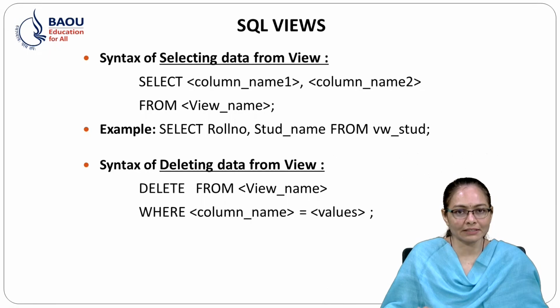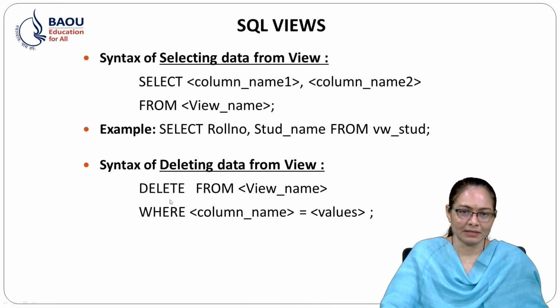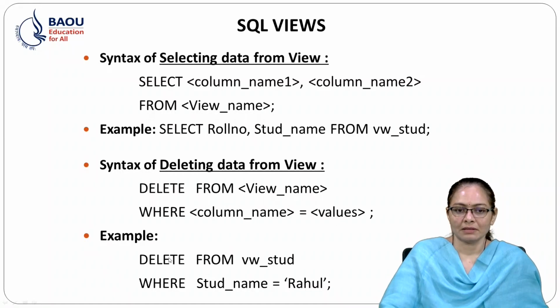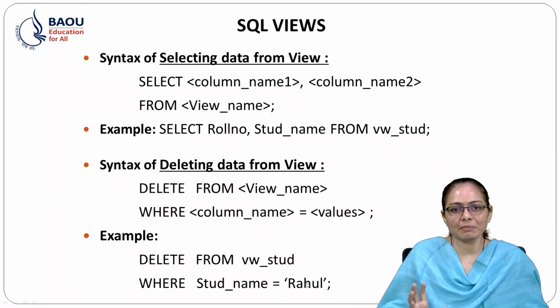Now, how do we delete the records from the view? Delete from view name, same as a table name, where column name is equal to a value. See in the example: delete from view name, like a table name, where student name is equal to Rahul. So the record whose name is Rahul will be deleted from the view. It is the same as a table.